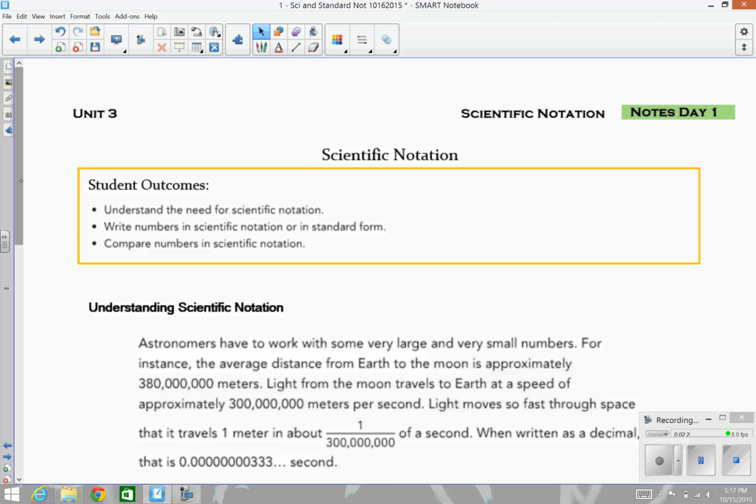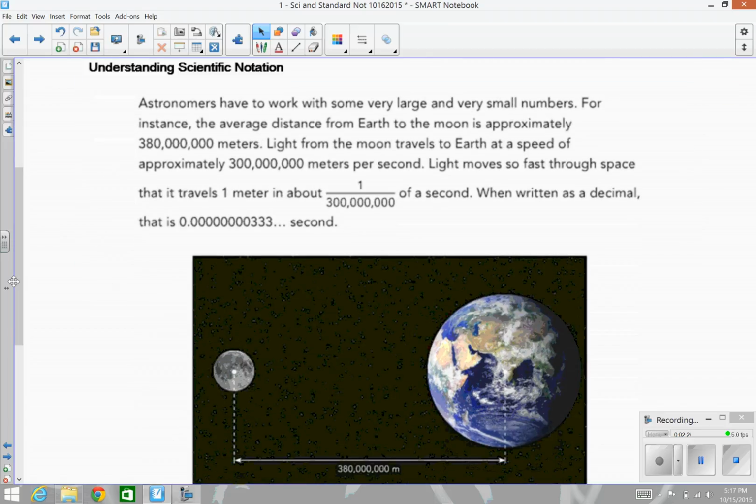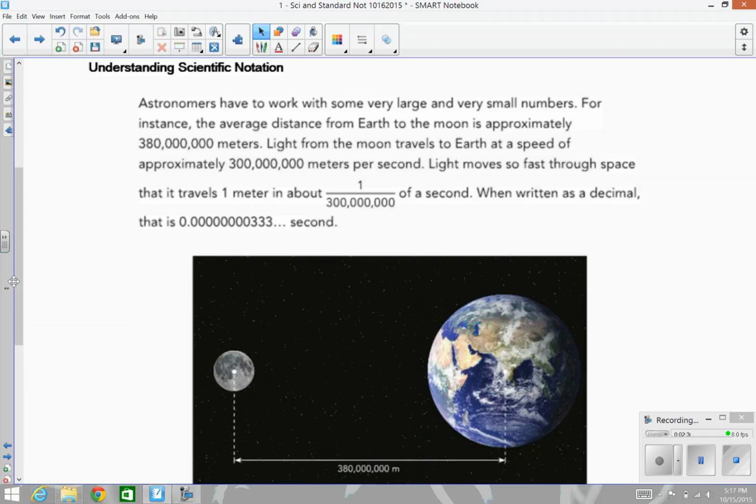This is probably the most common example that you'll find, with astronomy. Astronomers have to work with very large and very small numbers. For instance, the average distance from Earth to the moon is approximately 380 million meters. Light from the moon travels to Earth at a speed of approximately 300 million meters per second. And light moves so fast through space that it travels 1 meter in about 1/300 millionth of a second. When written as a decimal, you can see we get a very large decimal with a lot of zeros.